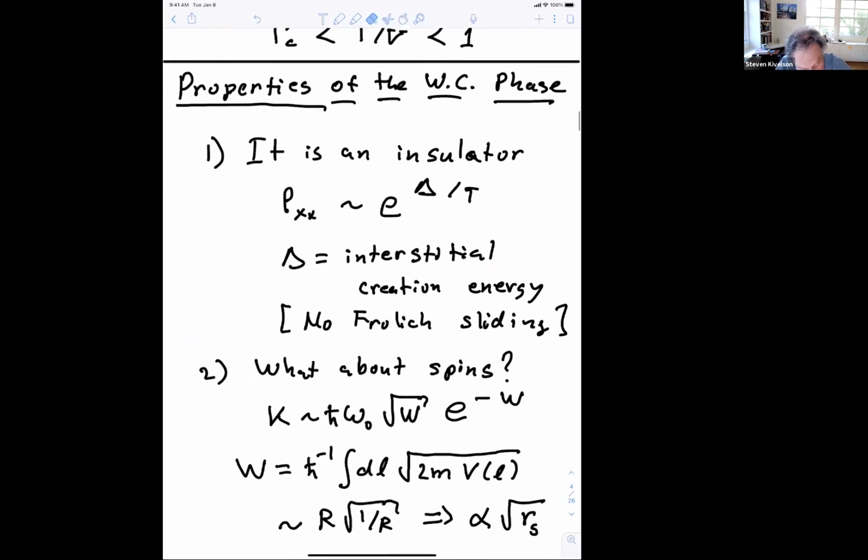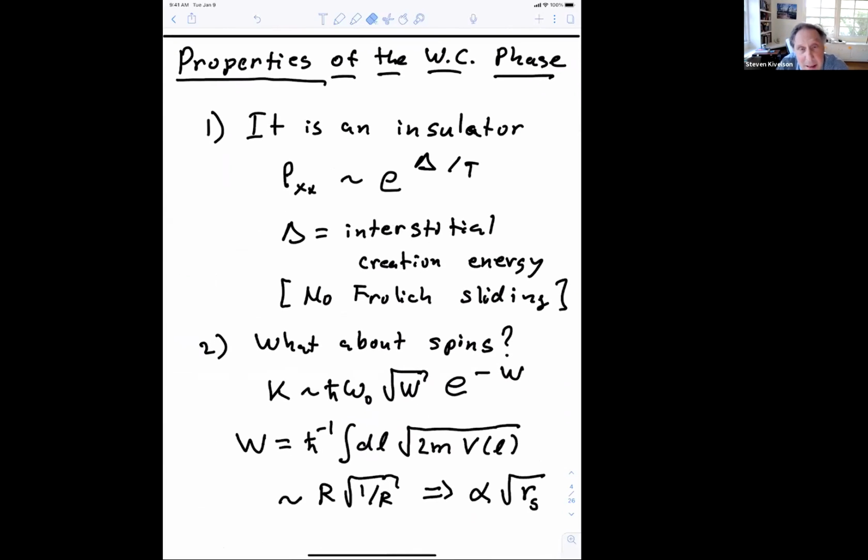All right, so the topic of this conference is not the fluids, but the Wigner crystal phase. So let me say a few things about the Wigner crystal phase. The first thing is that the Wigner crystal phase is an insulator. The resistivity diverges exponentially as one tends to low temperature. The activation energy is the energy to create the lowest lying charge carrying excitation, which is probably an interstitial.